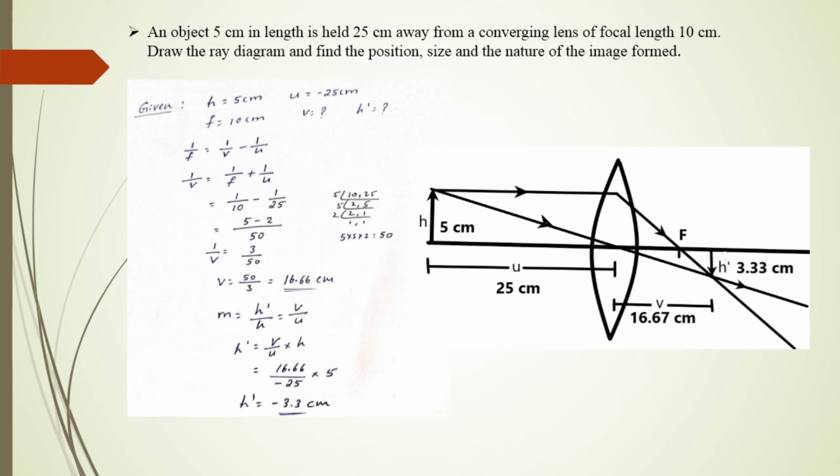Calculate the magnification, that is h dash by h is equal to v by u. So substitute and get the answer as minus 3.3 centimeter. The negative sign for h dash indicates that the image is inverted.